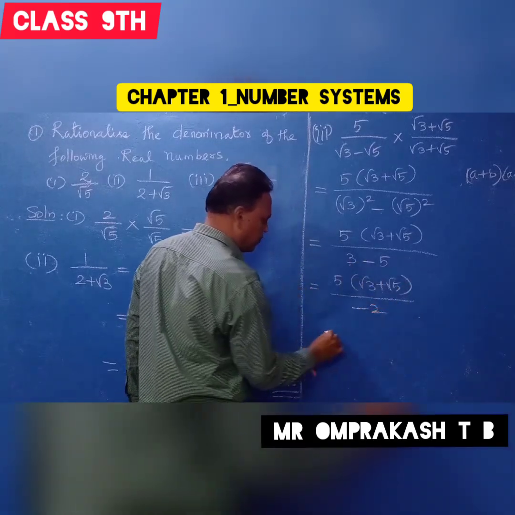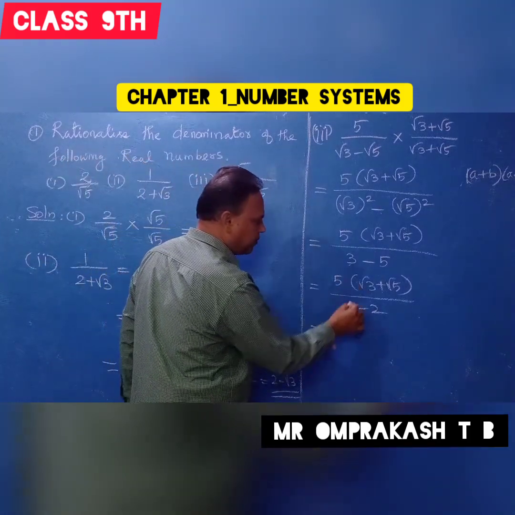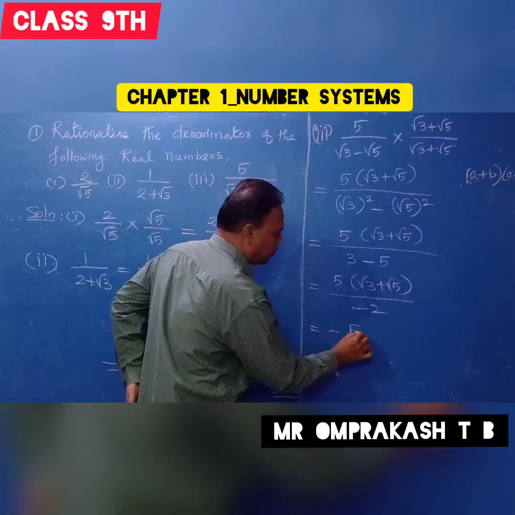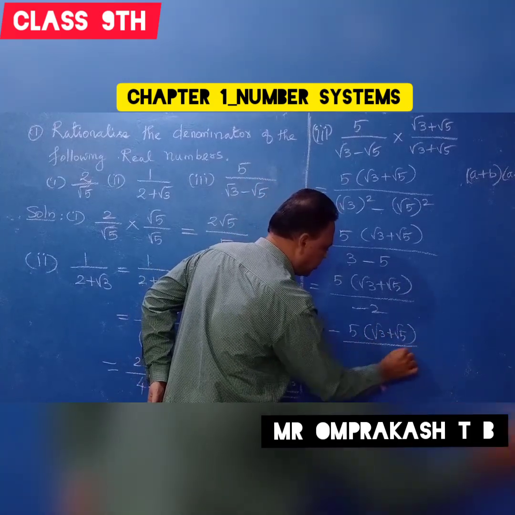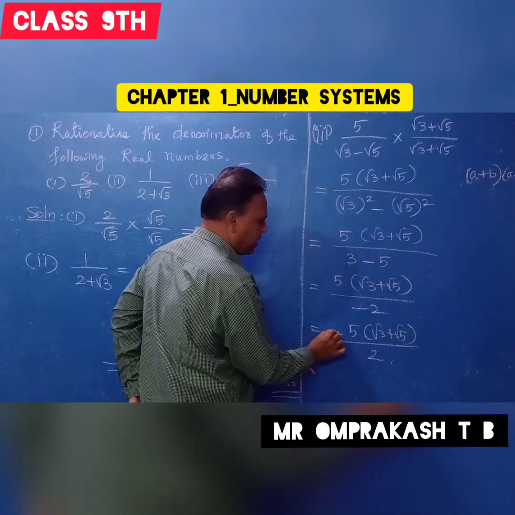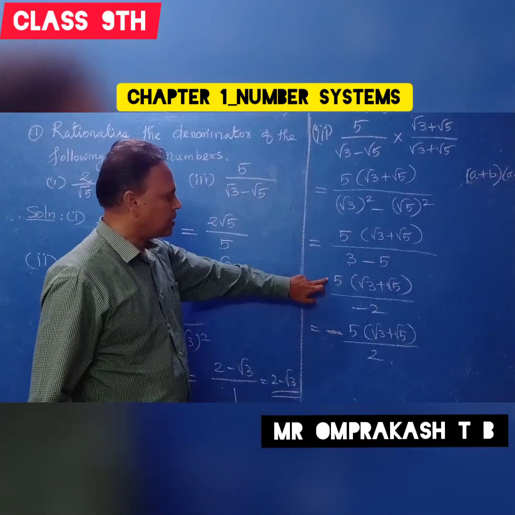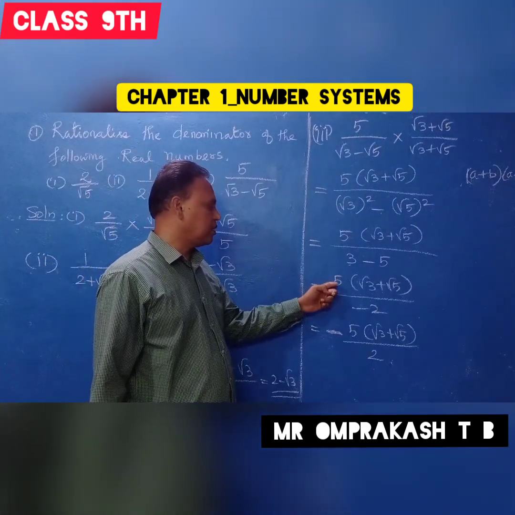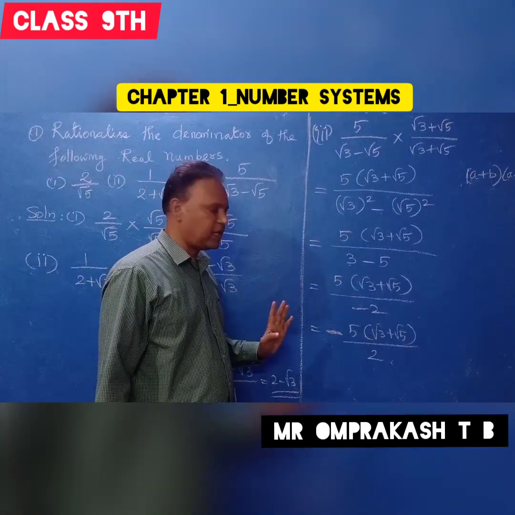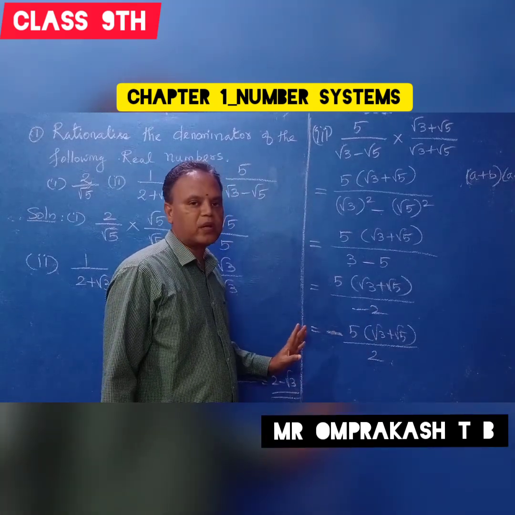Minus 2. Okay, minus 2. Therefore, this can be written as minus 5 root 3 plus root 5 by... Okay, so minus always bring common. Clear? Plus into minus, minus. Like that you have to remember. Plus by minus means minus will get. Okay, so 5 into root 3 plus root 5 by 3. Clear?